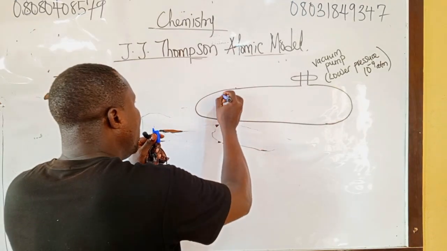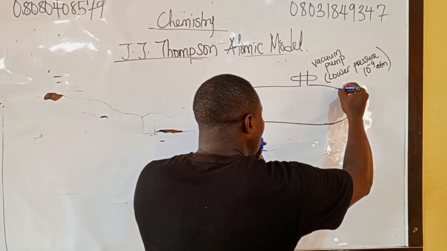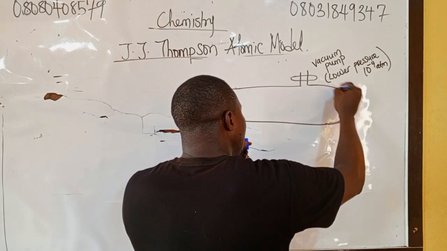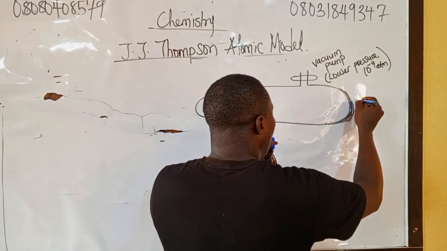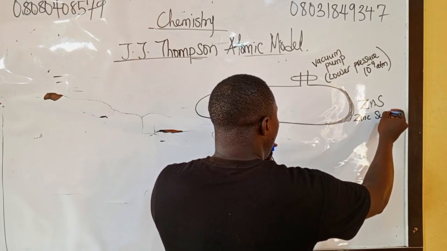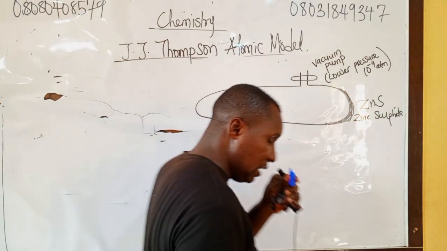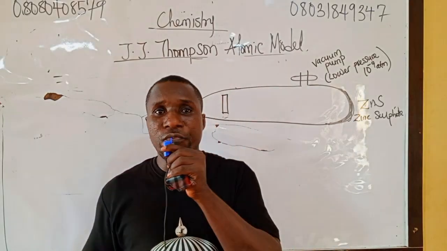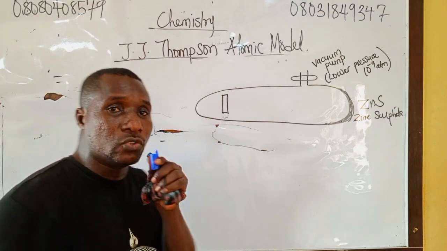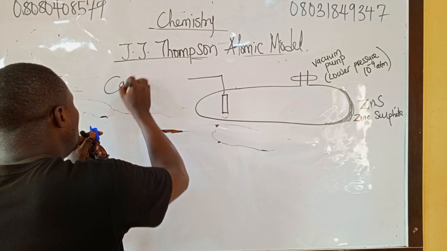Then we have the cathode electrode. This is a cathode electrode. On the other side, we have a screen which is made up of what? Zinc sulfide. The function of this zinc sulfide is to detect the flow of stream of particles produced from the cathode electrode.